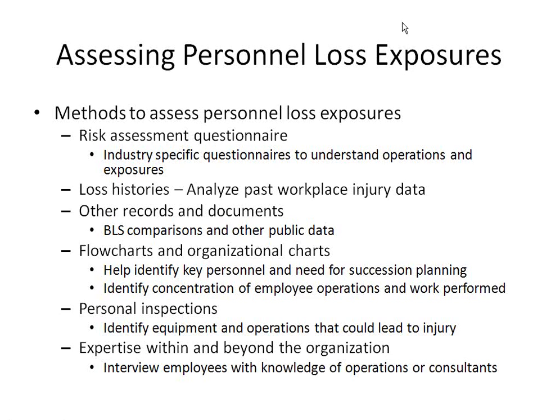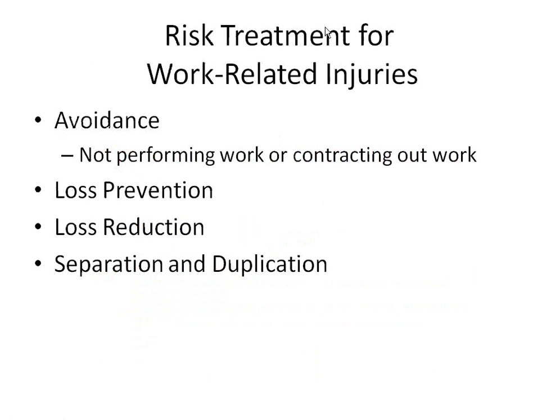All right. So personal inspections, going back to that, identify equipment and operations that could lead to an injury. By just walking around, you see housekeeping issues or equipment that might be more dangerous, and that can be part of it. Then there's expertise within and beyond the organization. That can come from interviewing employees, or having consultants come in, but there might be key personnel. If I'm a risk manager, I'm going to look to my EHS person or my radiation safety officer to tell me what the risks are associated with new operations that we're considering.